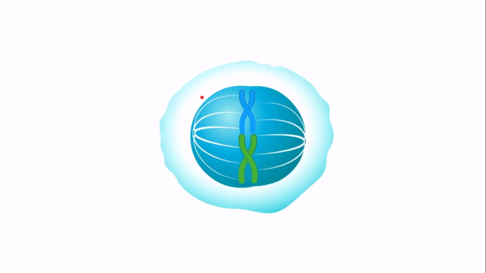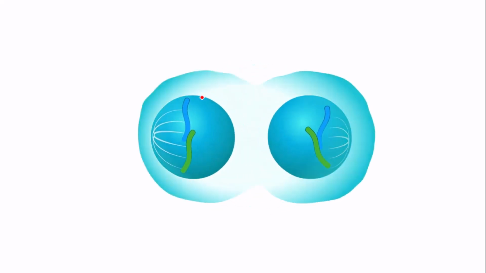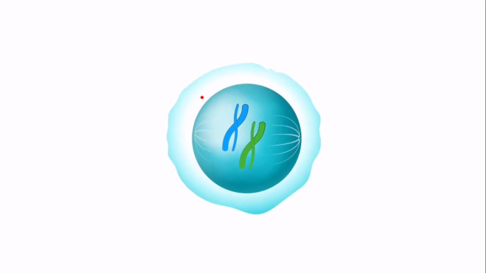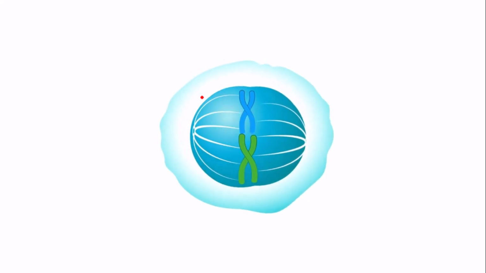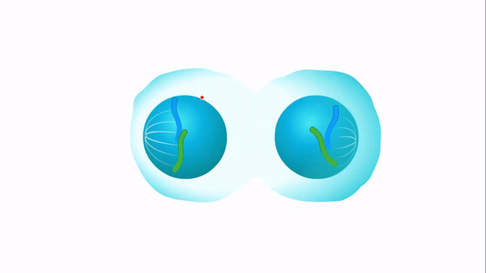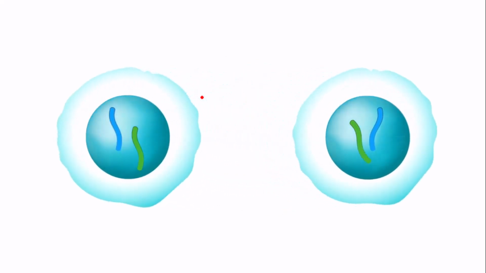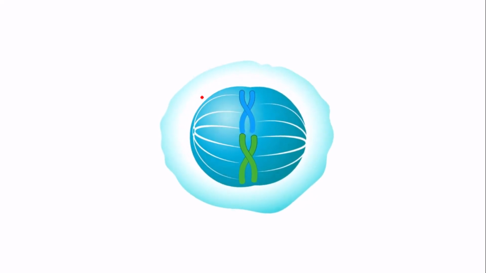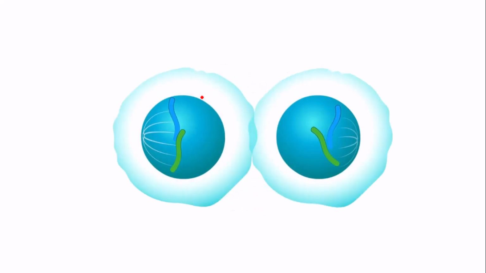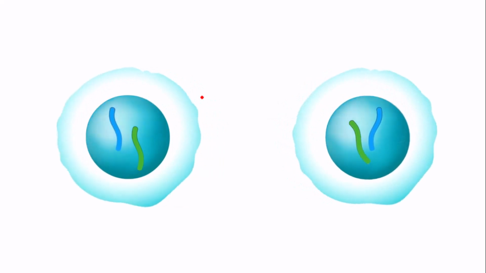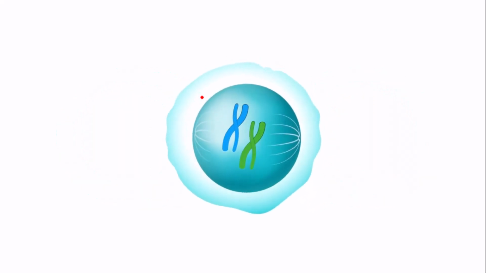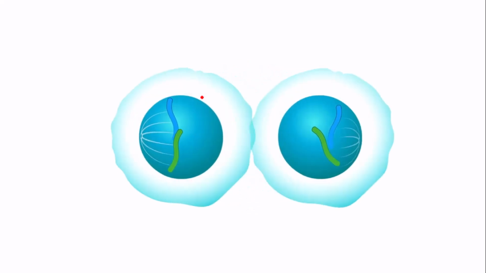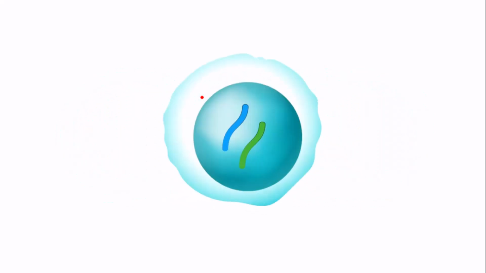Cell division is the process by which a parent cell is split into two or more daughter cells. Cell division is essential for growth, development, and repair of living organisms. And there are two main types of cell division, mitosis and meiosis. Mitosis produces two identical daughter cells that have the same number and type of chromosomes as the parent cell. Meiosis produces four genetically different daughter cells that have half the number of chromosomes as the parent cell.